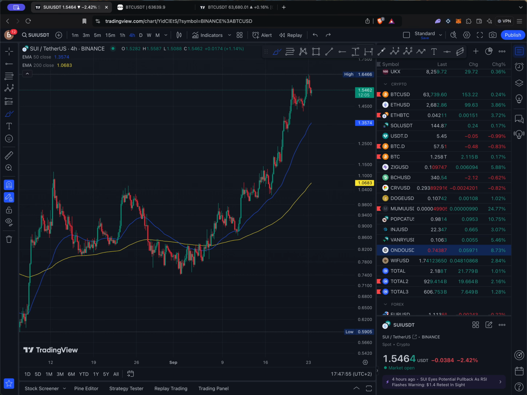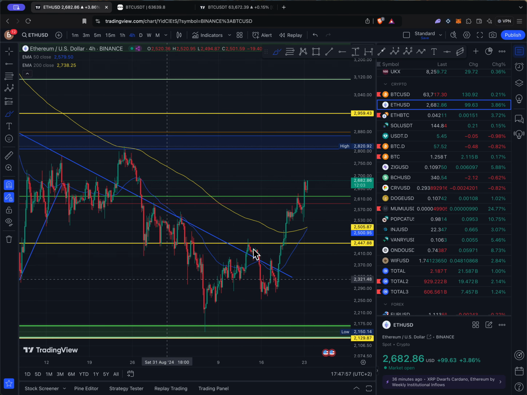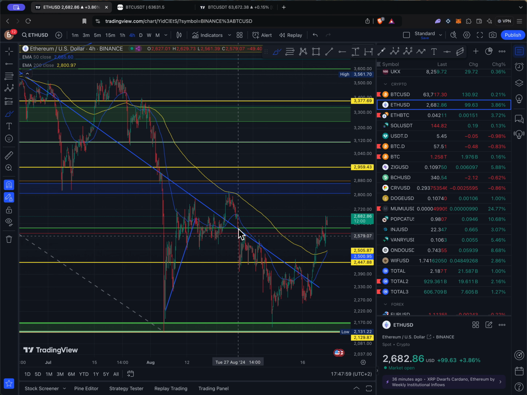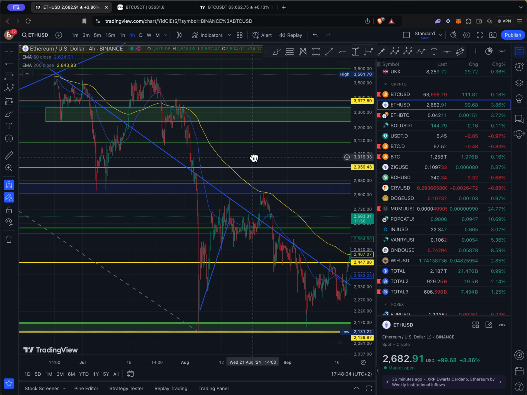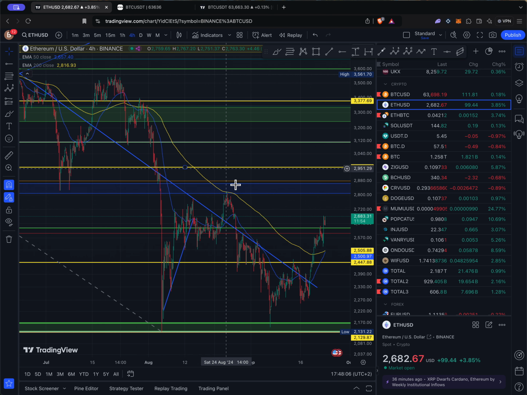And then let's have a look at ETH. Per my call on ETH, I had the accumulation zone, if I don't remember wrong, 2,380 towards 2,320. And the first take profit was 2,750. I'm going to double check this because I don't remember exactly.